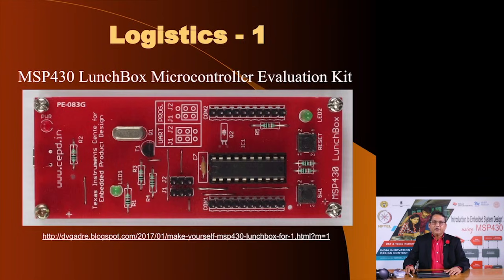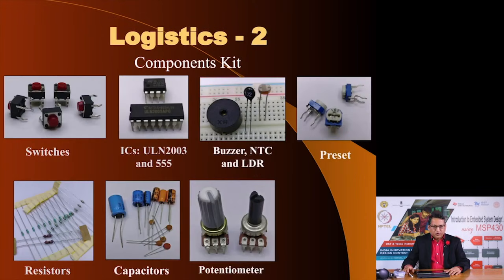Beyond that, we expect you to have certain common electronic components, and here is a list of those components. We would like you to have some switches, a few ICs, a driver IC called ULN2003 and 555, basic input output devices such as a buzzer, a thermistor, an LDR which is a light detector, some presets, resistors, capacitors, a couple of potentiometers and LEDs.